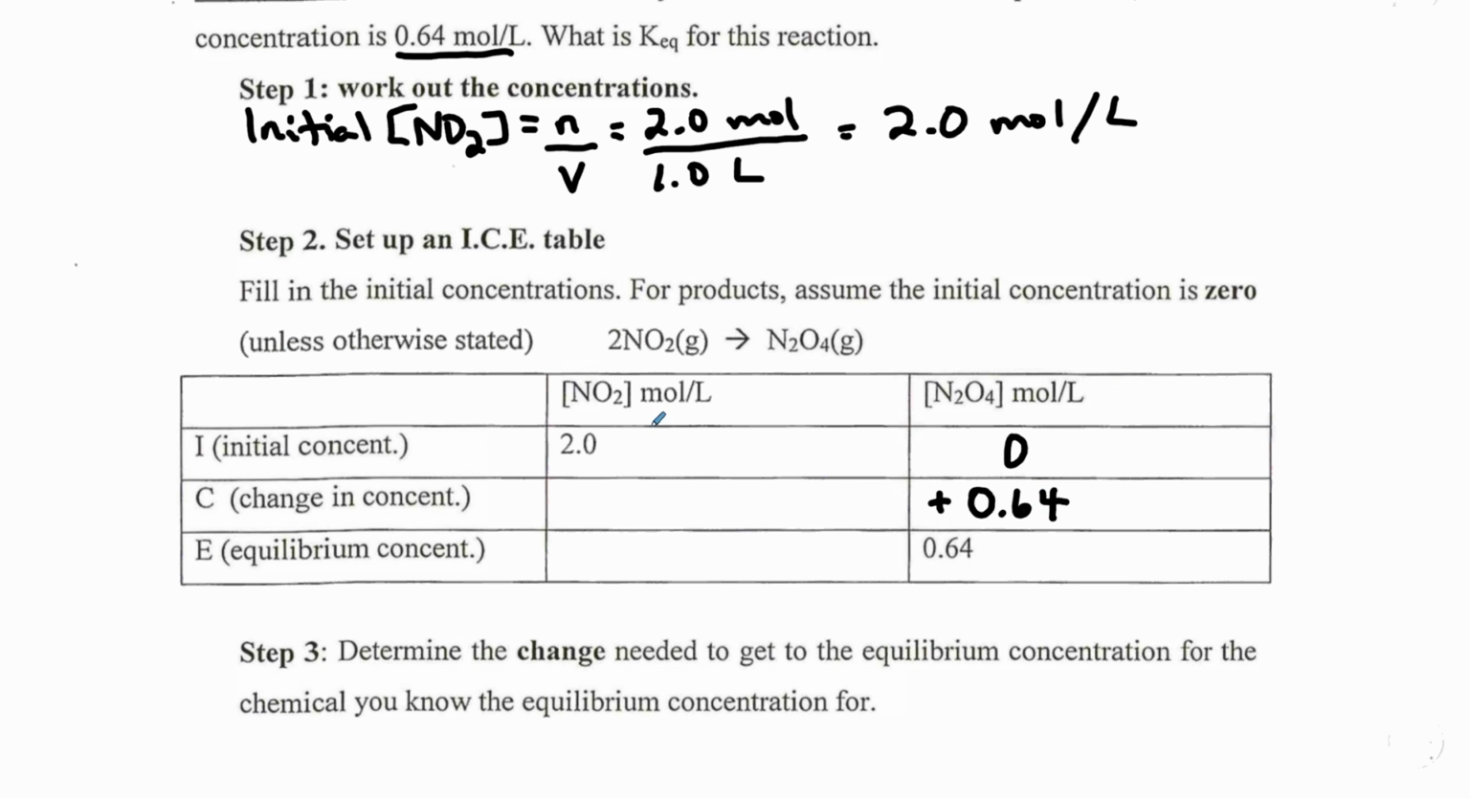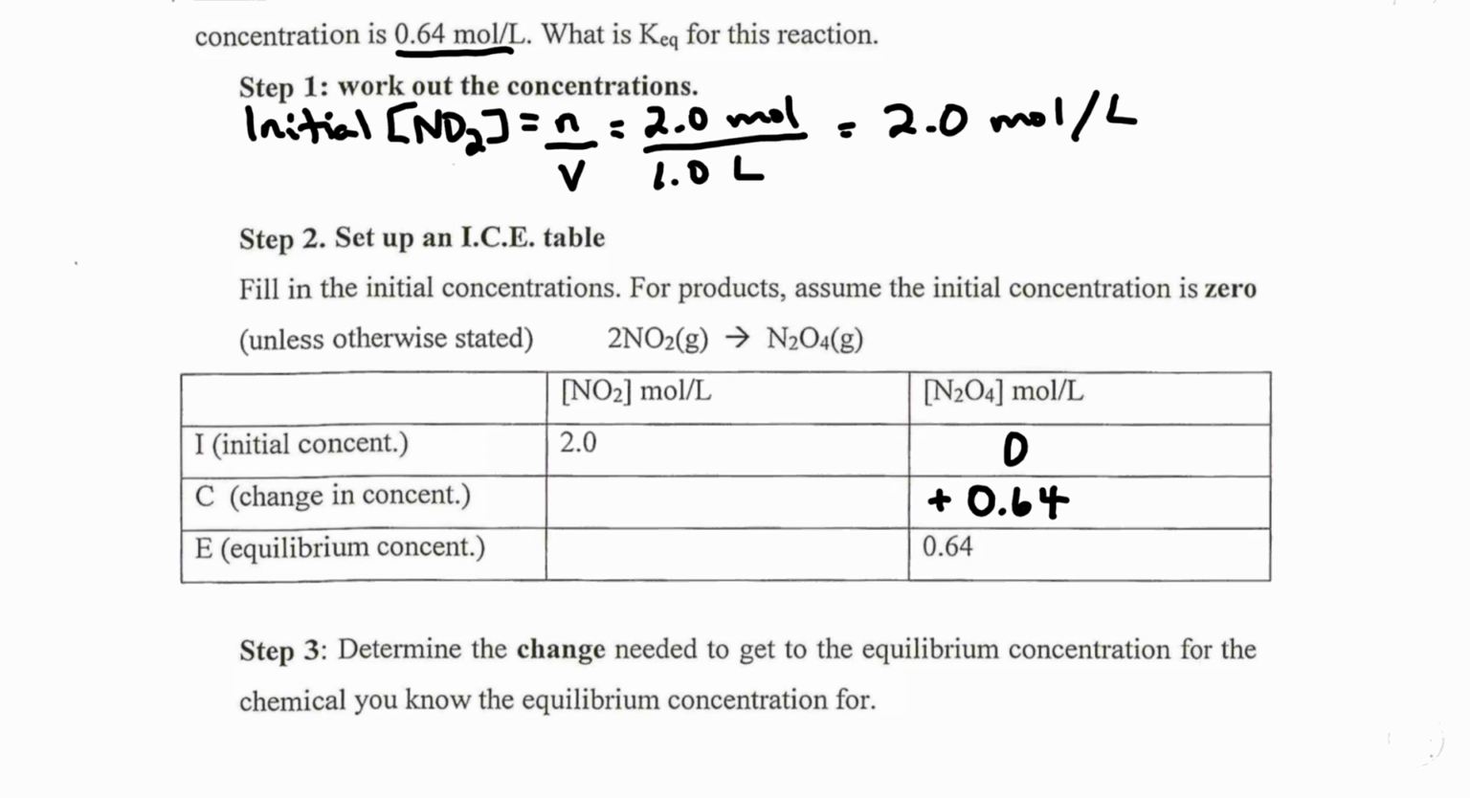For the NO2, the reactant, the opposite is true. The reactant concentration is going to decrease as the reaction progresses because the reactants are going to get used up more and more as time goes on. So this is always going to be a negative change here. Okay, so we'll look at that in our next step.